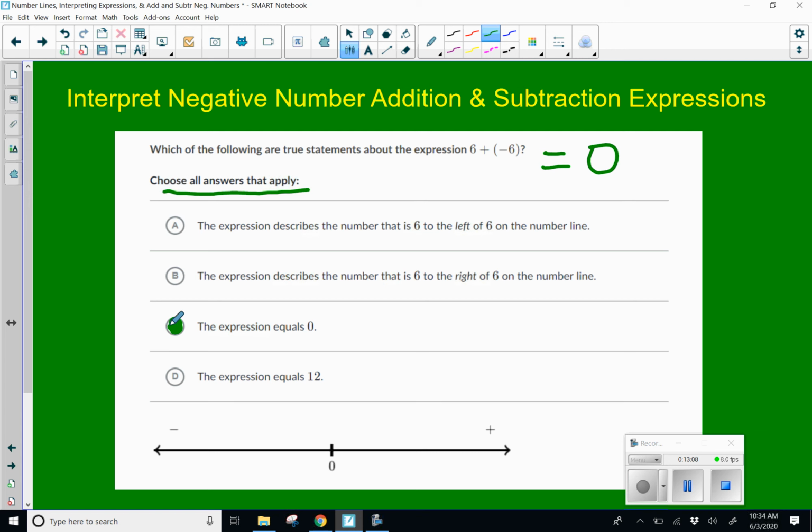But let's take a look, we can actually eliminate D. Let's take a look at A and B. A says the expression describes the number that is 6 to the left of 6 on a number line. Well, 6 on my number line would be hypothetically here. If I go 6 units to the left, that's going to put me back at 0, which is what we are looking for. So answer choice A is also correct. B is incorrect because it says the number that is 6 to the right of 6, which would put us at a positive 12, which is not the correct answer.